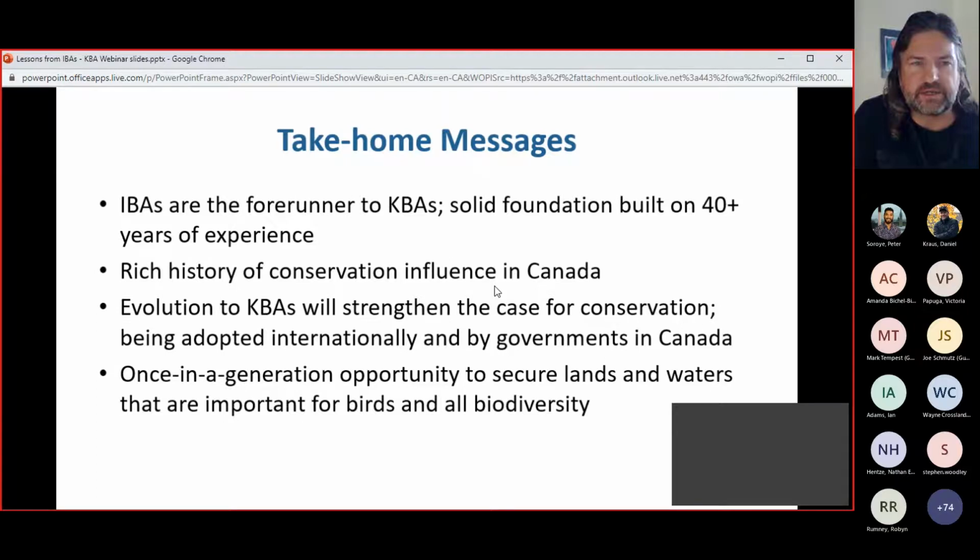But we think that the evolution to KBAs will only strengthen the case for conservation. As we heard, KBAs are being adopted internationally and also by governments in Canada as key tools for conserving key sites. And I really think we're on the cusp of a once-in-a-generation type of opportunity here to secure lands and waters that are really important for all nature. Really, the signs are there internationally and here with our own government that action is needed, and KBAs are a wonderful tool to make that happen.